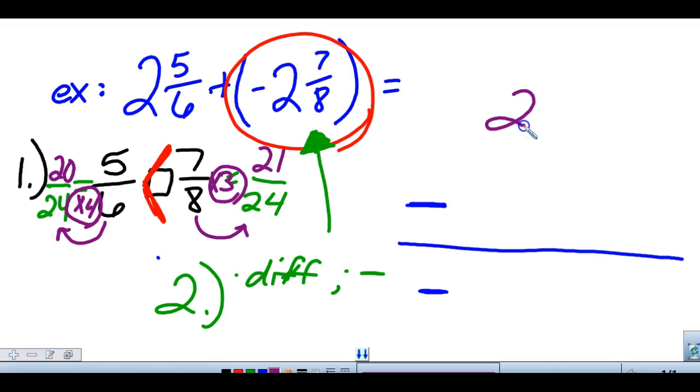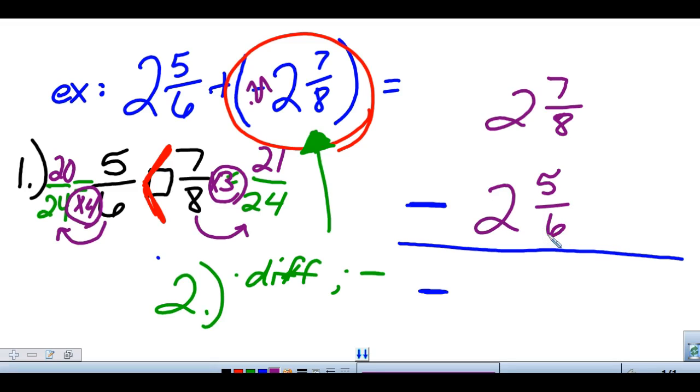I like to make it a good habit to put that larger value first. So 2 7/8, we're ignoring that negative. We already took care of our signs. So we're just ignoring that. So it's 2 7/8, and we're subtracting 2 5/6.